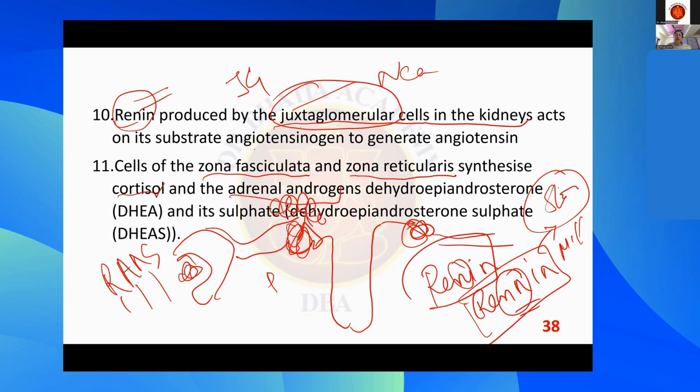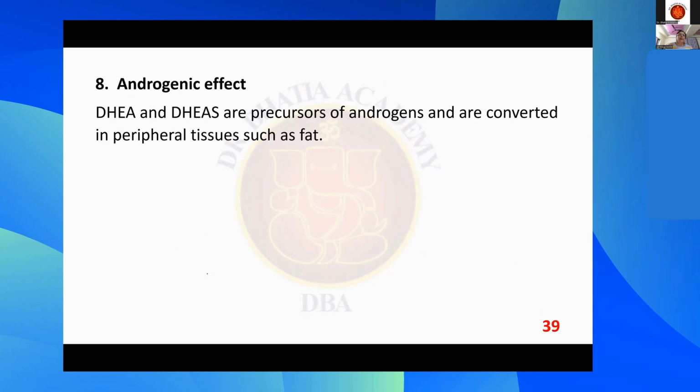So fasciculata is giving us what? The glucocorticoid. And reticularis is giving us what? Adrenal androgens. And what are the androgens mainly? They are the DHEA, that is dehydroepiandrosterone, and dehydroepiandrosterone sulfate, DHEA and DHEAS. They are the androgens, the male hormones.